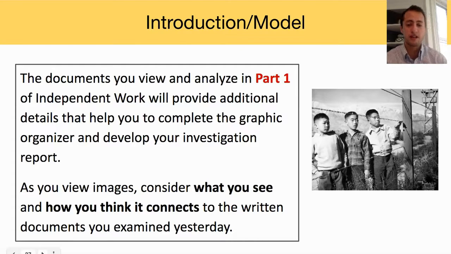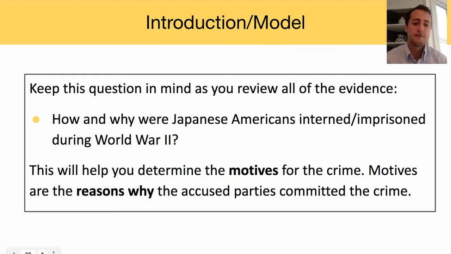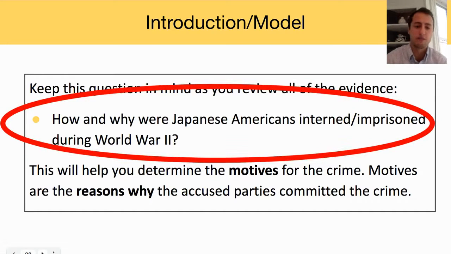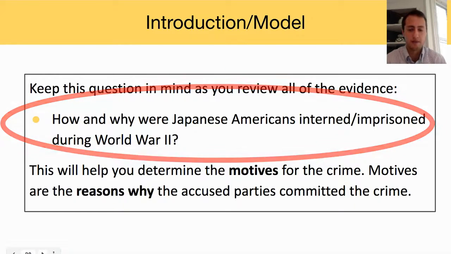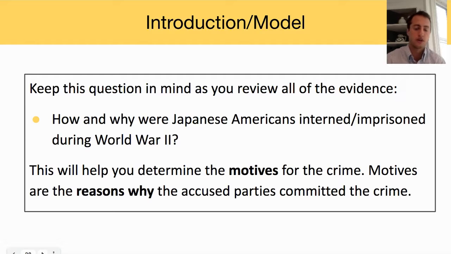So this time, again, they're working with images rather than text. So they really need the previous day to provide that background content, because it's not going to be gotten in this lesson. This is the same question as they had for the last lesson for day 9. How and why were Japanese Americans interned or imprisoned during World War II? But they are looking for the motives of the crime. And so you want to reiterate what motives are for a detective.